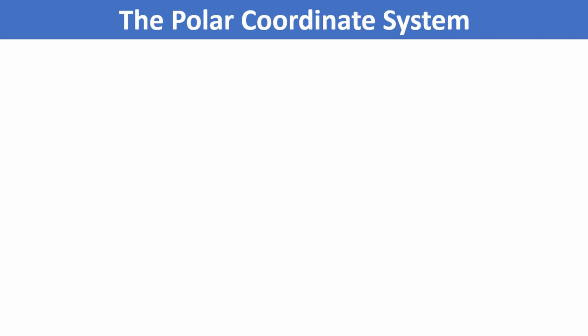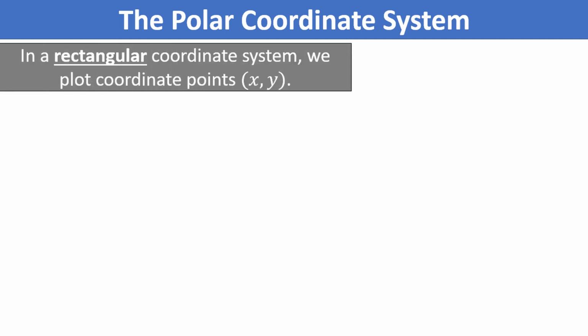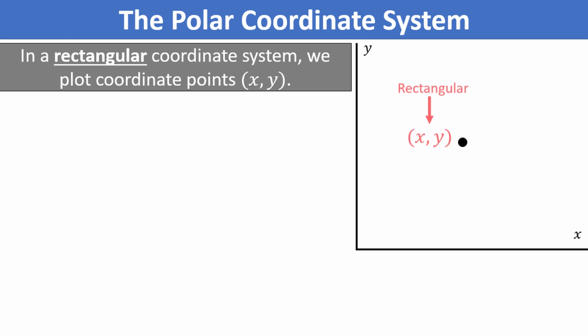Welcome, my friends! In this video, I will be introducing the polar coordinate system. In a rectangular coordinate system, which you're most likely familiar with, we plot points according to their xy coordinates. On the graph, we indicate the point based on how many units we should move to the left or right, indicated by the x coordinate, and how many units we should move up or down according to the y coordinate.